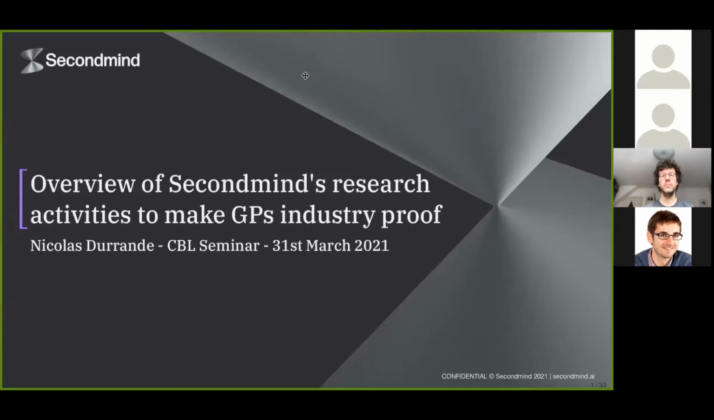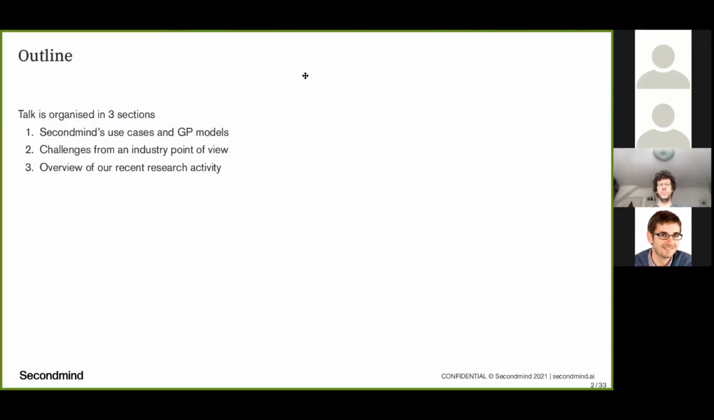Okay. Yeah, so we'll be talking about the research we're doing at Secondmind on the GP side, and maybe highlight some of the differences between what we think the limitations are for GPs and what people in academia see as the GP limitations. So the talk is organized in three sections.